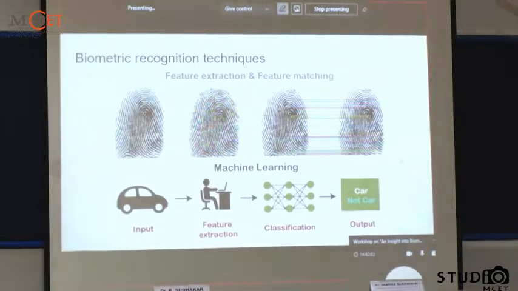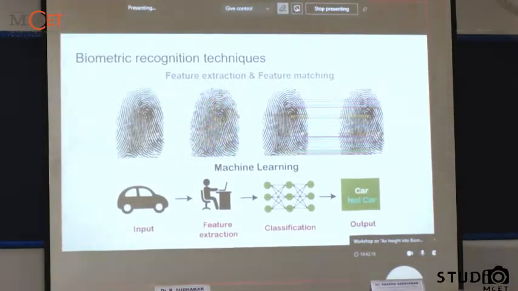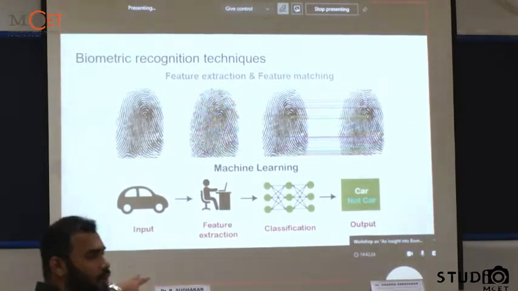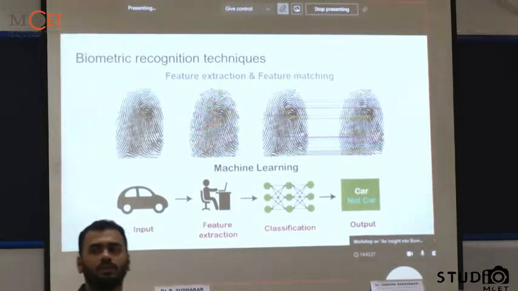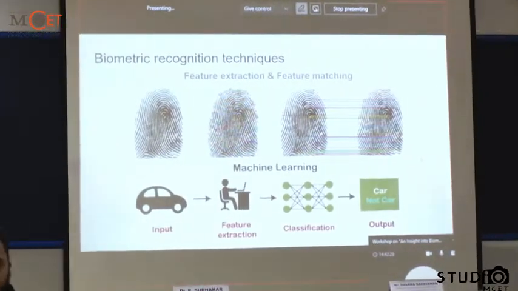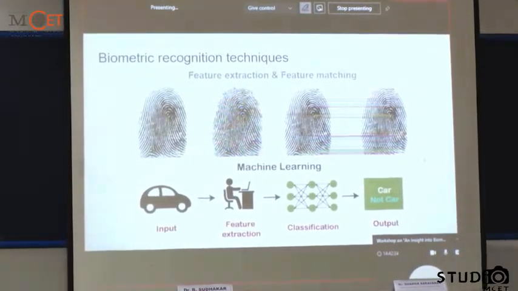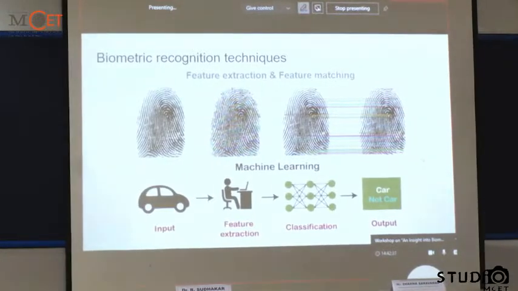We are using two things. One is feature selection, right? What we do is we take points from a fingerprint image, right? And then we do a Euclidean distance calculation with the test image and the known images. If the Euclidean distance is zero, then these two are the same. If it is not zero, then these two are completely different. You understand? Fine. So this is one approach, right?